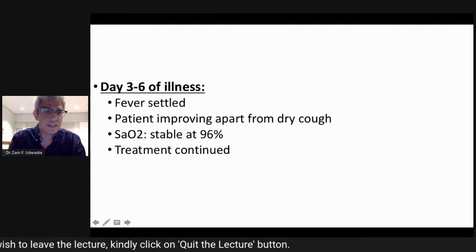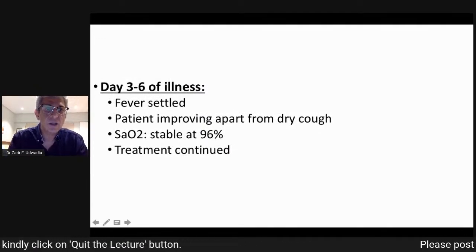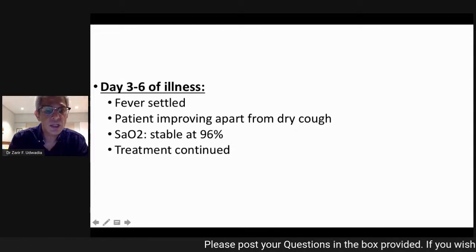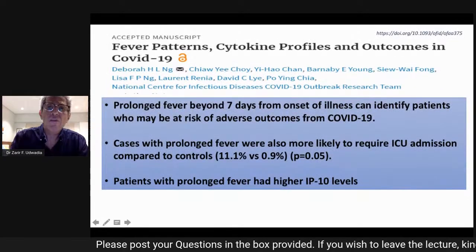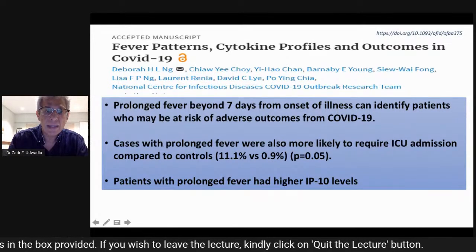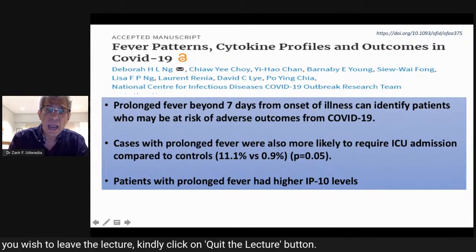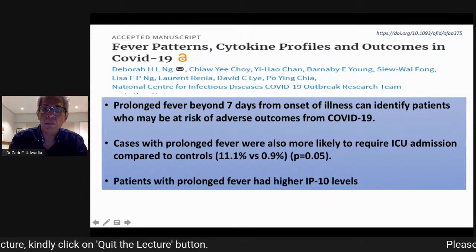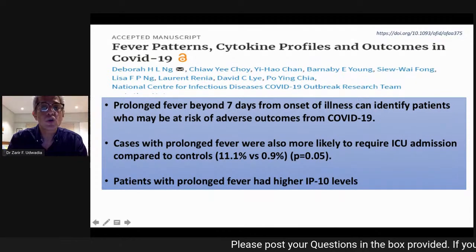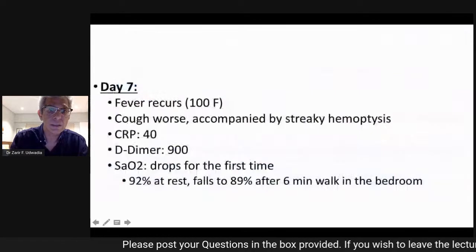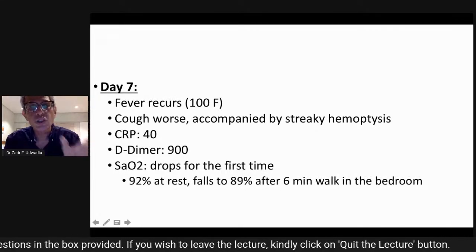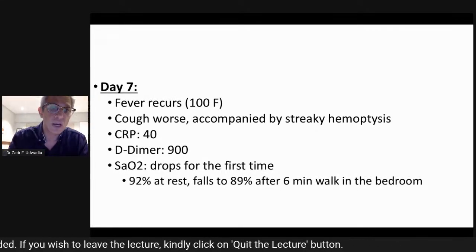Day 3 to 6, we were feeling pleased. Fever was settling, the cough was okay, saturation stayed okay at this stage, and we continued the favipiravir. Now, fever, when it prolongs beyond 7 days from the onset of illness, in my mind, is a very worrying symptom. And those with prolonged fever are more likely to require ICU admission, and patients with prolonged fever also generally have higher inflammatory markers. Day 7, as you know from my first slide, is your most worrying day, day 7 or day 8 of your illness.